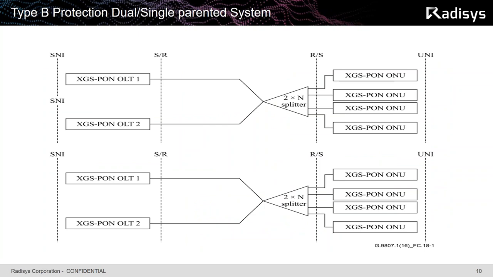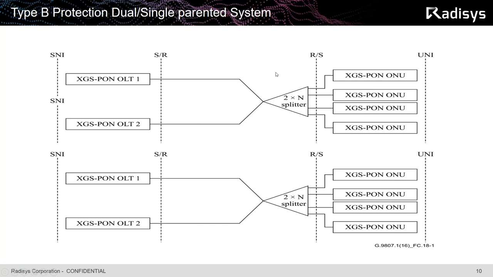So the PON bit in the middle needs to be viewed as a white box. What goes into a UNI and comes out of an RS interface on the PON and goes to an SR interface needs to match between different OLT vendors. The top case is a dual-parented system: there's an SNI and an OLT, and a separate OLT with its own SNI interface. So this could be two vendors, right?